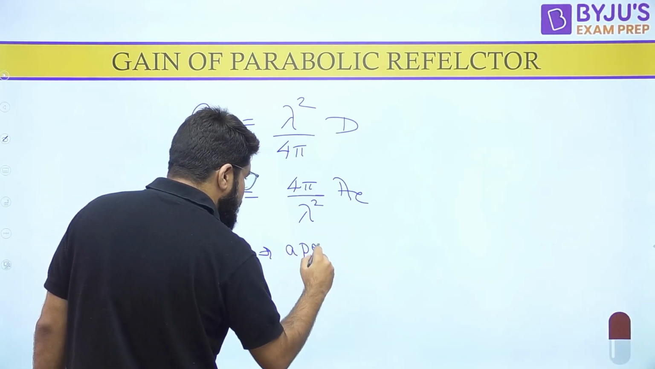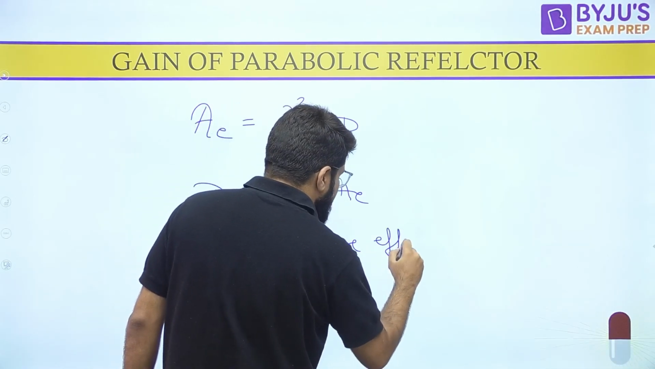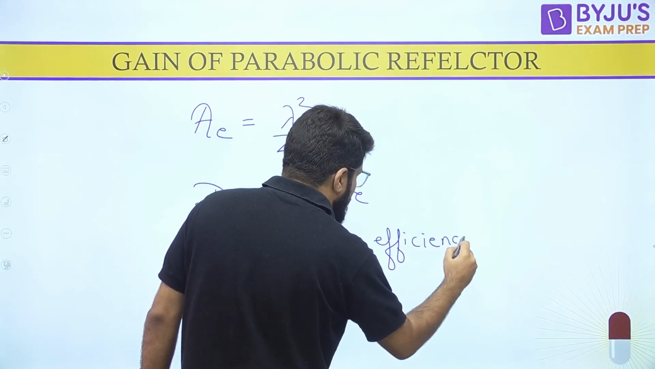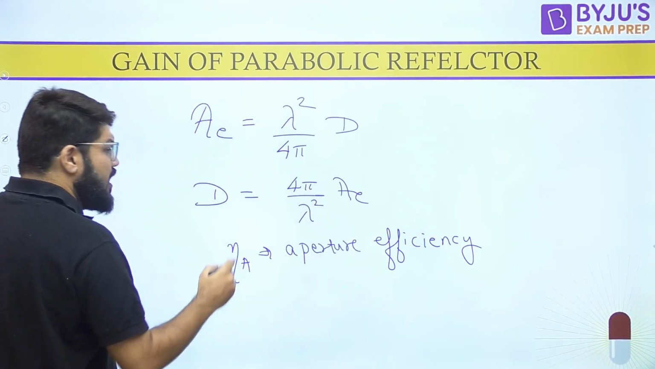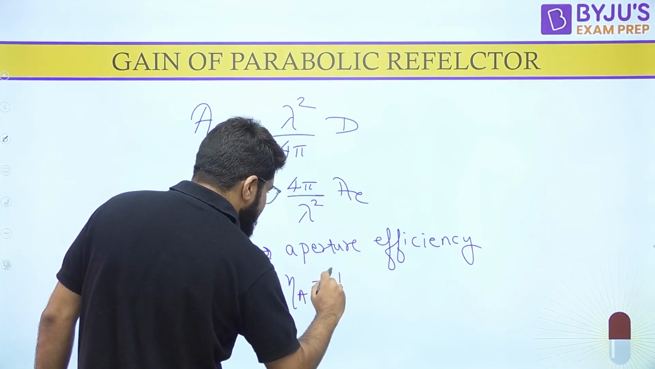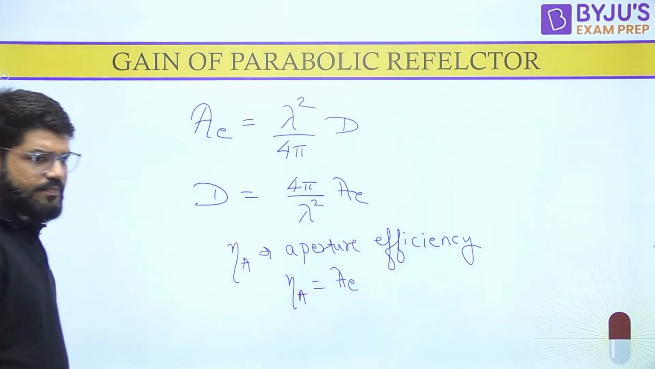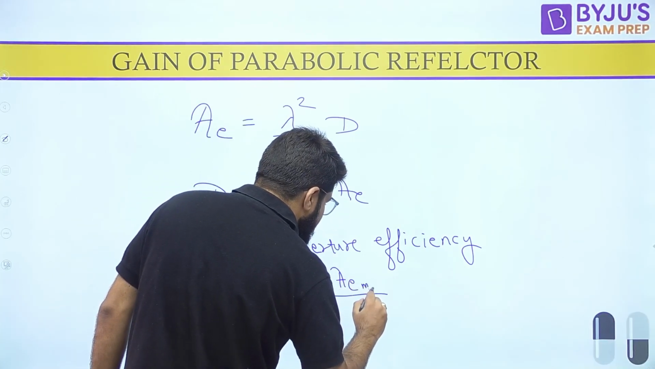All this terminology you will learn if you have studied the antenna, or if you are going to study the antenna for the GATE preparation. And there is a common question also coming up from the effective area and the directivity. It is a very common question. So we use a term of aperture efficiency, and the aperture efficiency is basically the effective area, the maximum effective area.